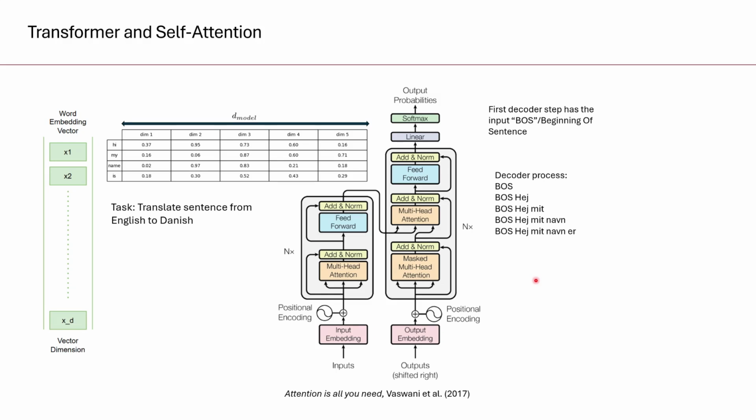Alright, so how does the decoder work? Well, it's the decoder's responsibility to predict the translated sentence. And the way it does that is through an iterative process. So the first input to the decoder is this beginning of sentence token. And that goes in, then it goes into the attention layer, and then the next attention layer, and in this attention layer you also use the output from the encoder to help with predicting the next token.